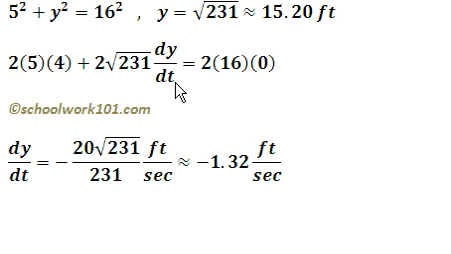Now we can solve for dy dt. After getting everything over to the right hand side of the equal sign, and approximating to 2 decimal places, remember it's negative, so that means it's decreasing: dy dt is negative 1.32 feet per second.